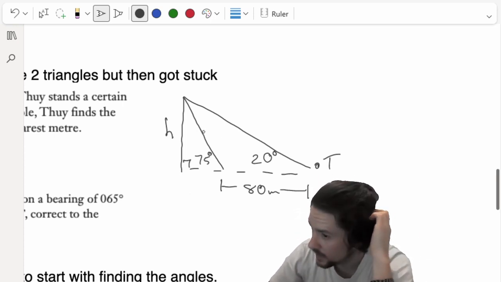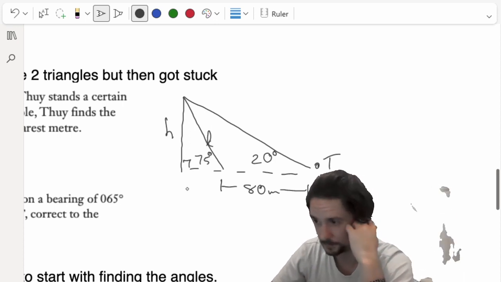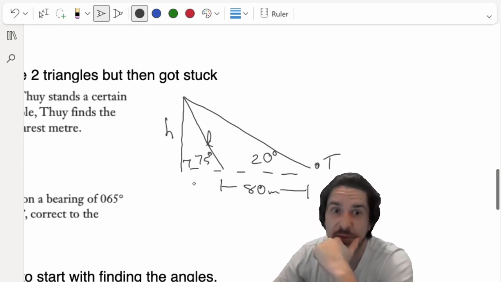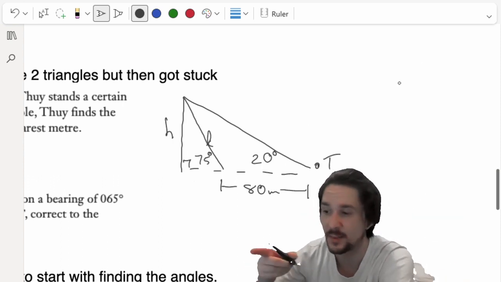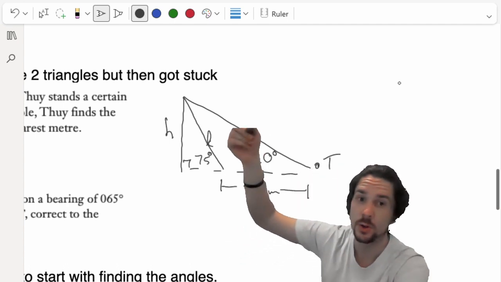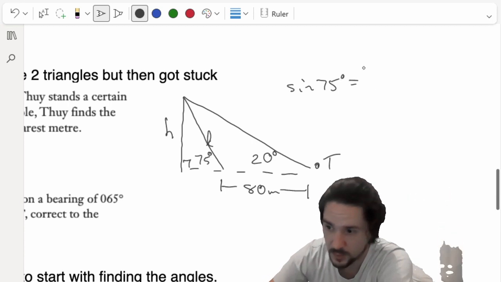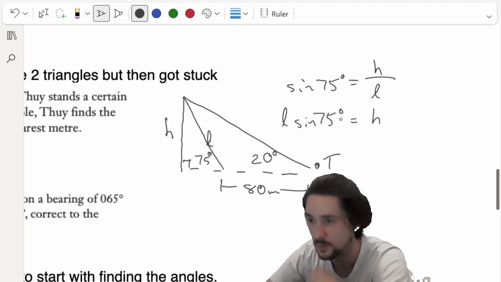You're telling me that you were able to find the line between the two triangles. In other words, you were able to find, let's call that L. I'm going to leave most of this as an exercise for you. I'm assuming you found L. Once you know L, it's very simple because you can use SOHCAHTOA, right? So with that 75 degrees, we're looking for the opposite. You know the hypotenuse, so that's sine 75 degrees equals h over L. And so h is going to be whatever you found L to be times sine 75 degrees.